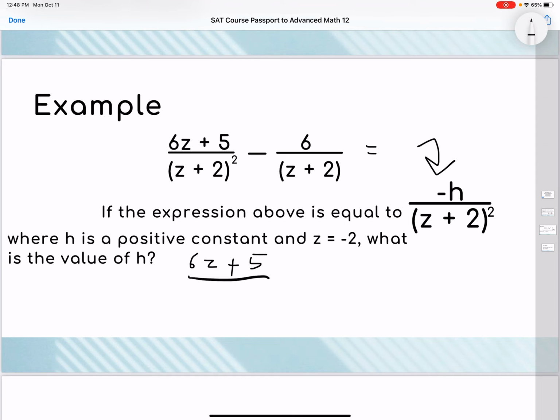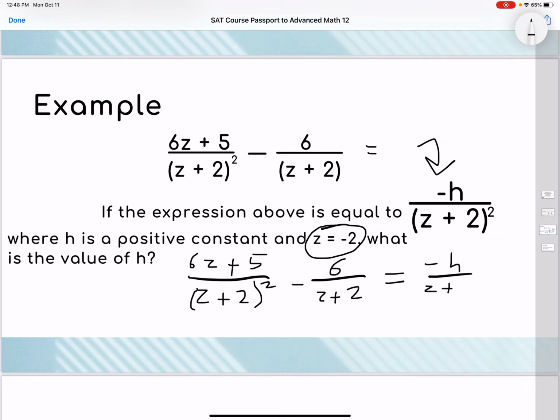And we'll go ahead and combine these steps. It says that we know that z is not equal to negative 2. So wherever we see z, we're going to plug in negative 2 for z, but we don't even have to do that yet. So z plus 2 squared minus 6 over z plus 2 is equal to negative h over z plus 2 squared.